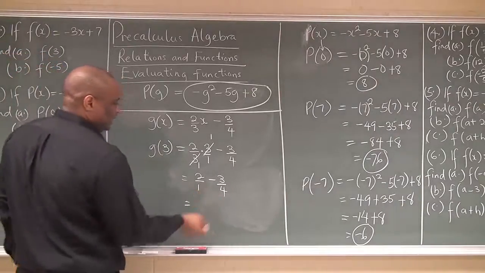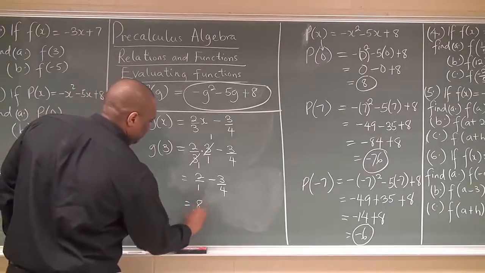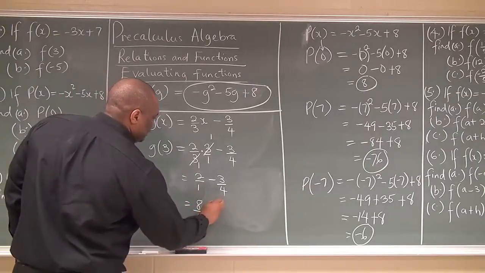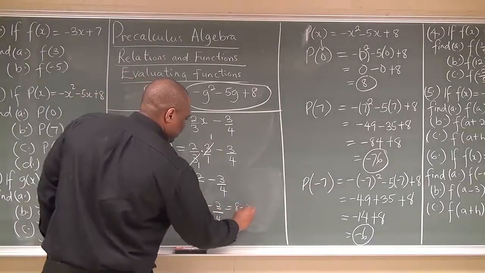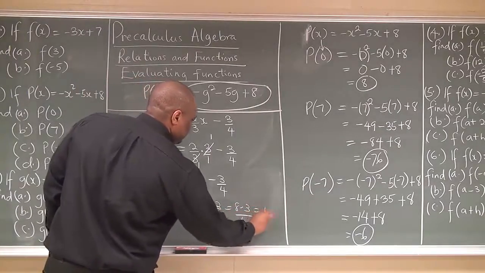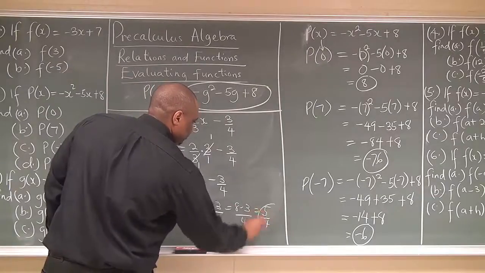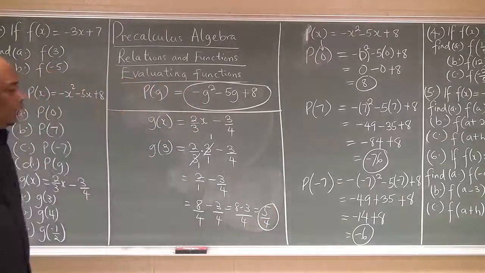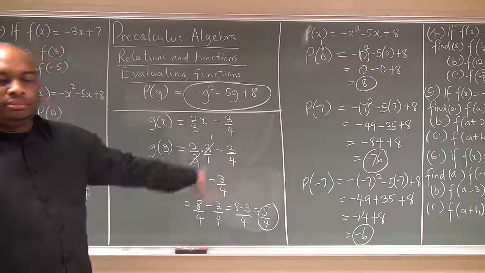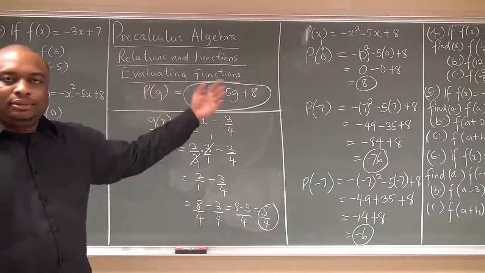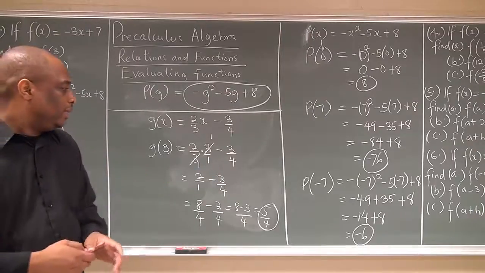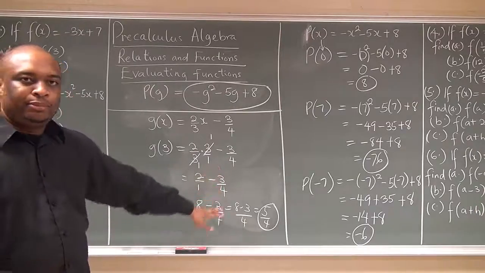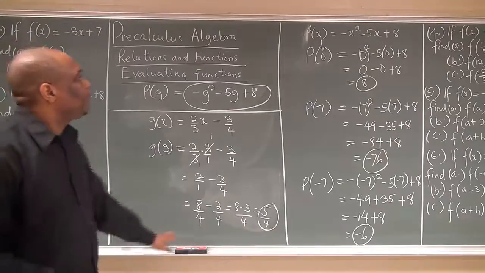So LCD is 4. This will be 8 over 4 minus 3 over 4. And that gives you what? 8 minus 3 over 4. And that gives you 5 over 4. Okay? You don't need to write it as a mixed number unless your instructor tells you to do that. For me, you can leave it as an improper fraction, the way it is.